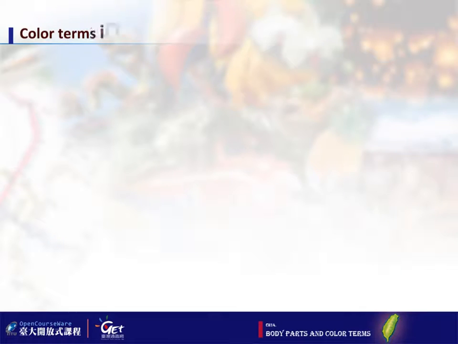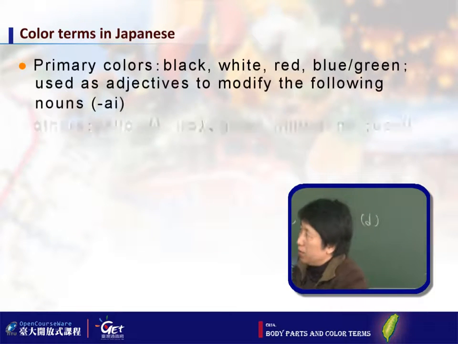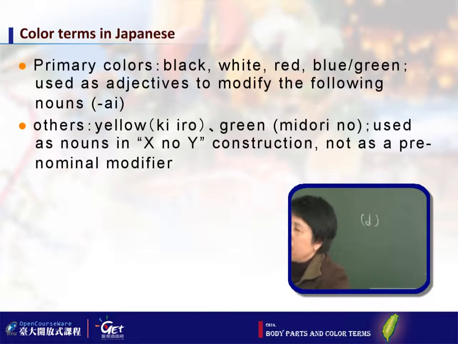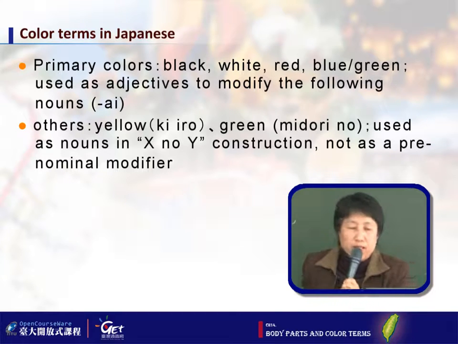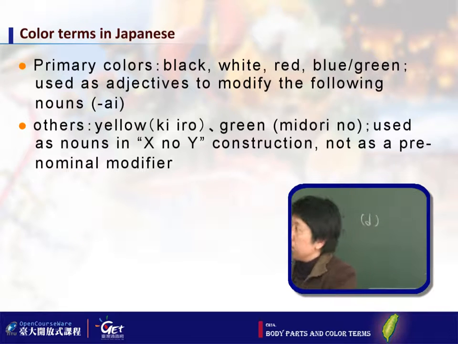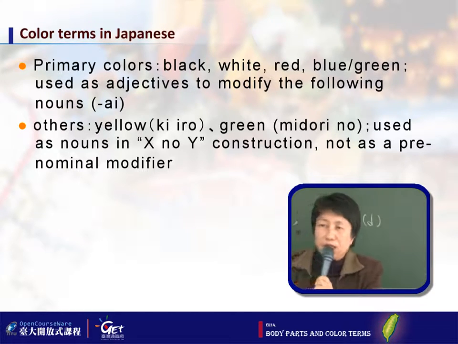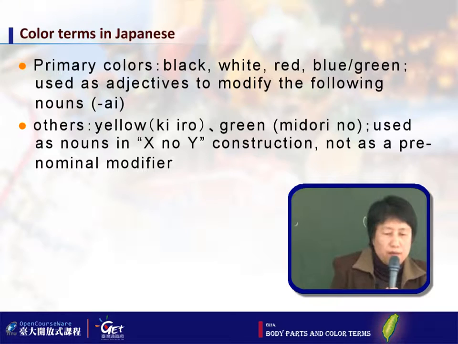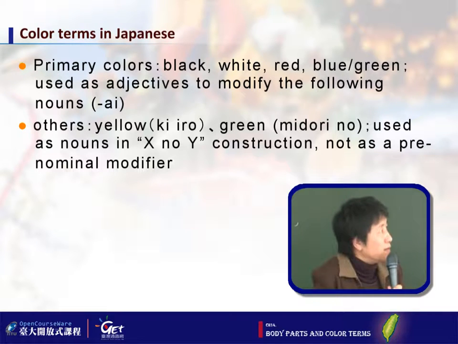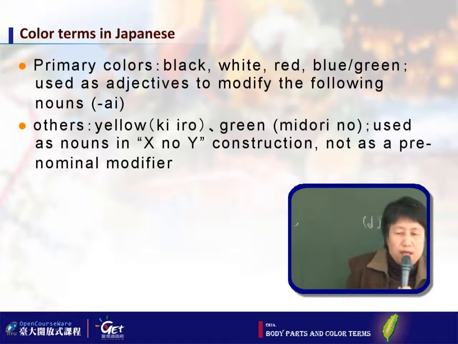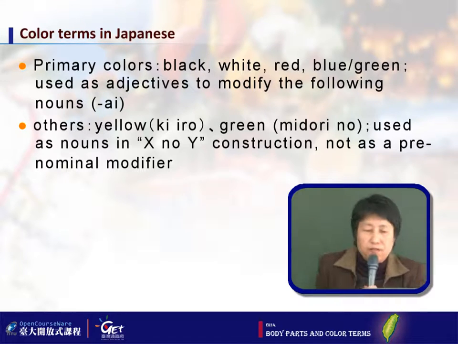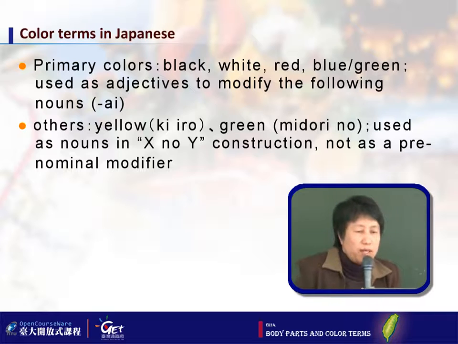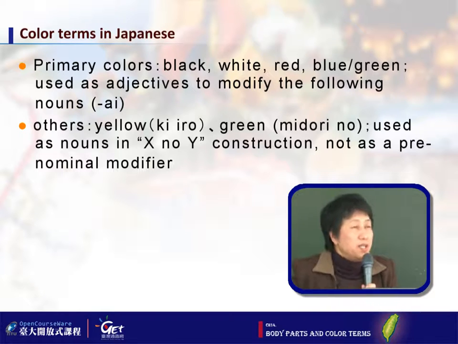We talk about retained or borrowed terms, word formation, whether the vocabulary in a language is retained or borrowed. We can use a Japanese example. Color terms in Japanese: there are primary colors and then other colors. If it is primary colors like black, white, red, blue, and green, then the word formation would be different.